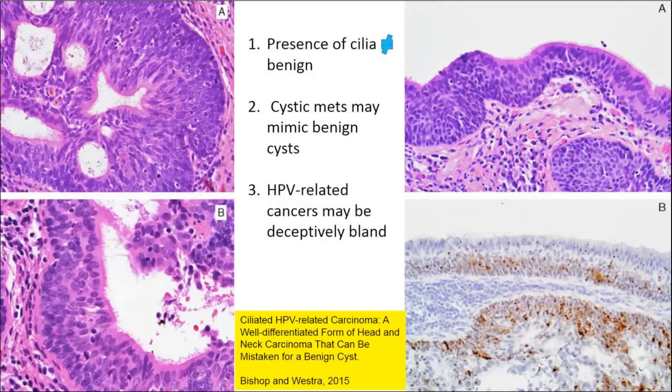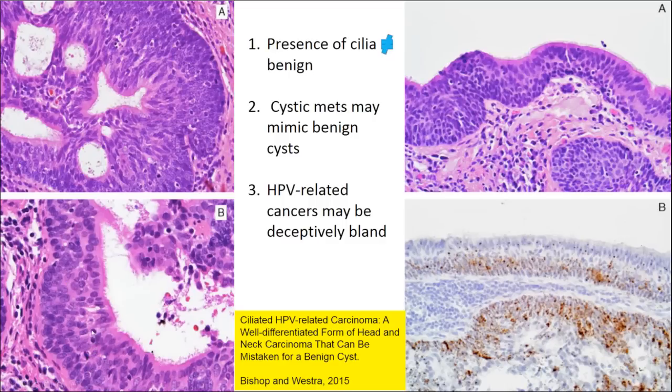So I just wanted to reiterate a little bit about HPV infection. This is not sinonasal tract, but just to remember that HPV type carcinomas can be deceptively bland. And this is taken from Bishop and Westra's paper in 2015, which shows you a neck cyst. And actually, some of these cancers can be ciliated. And so just because something has cilia does not mean it's benign. So always think about the possibility when you're dealing with something. And these were actually patients presenting with neck masses that had HPV-related cancers. They can be deceptively bland. And so cilia does not mean that something is benign.